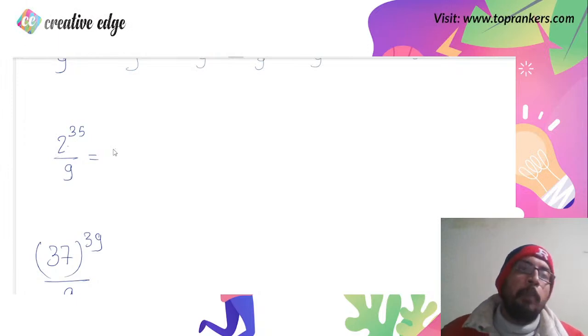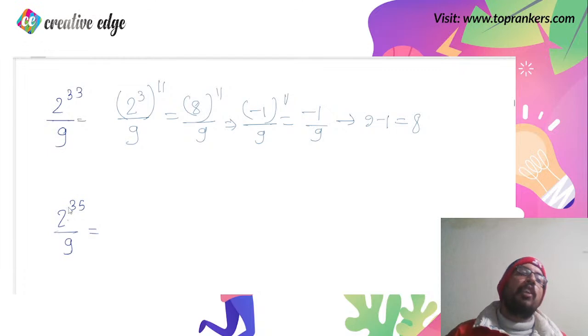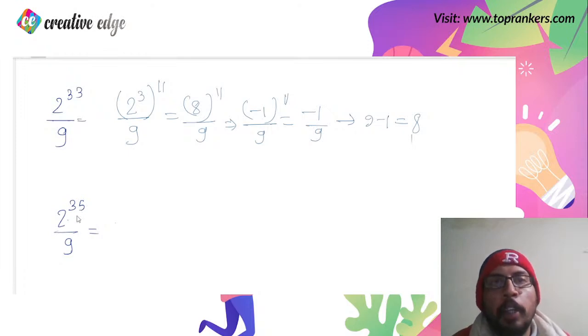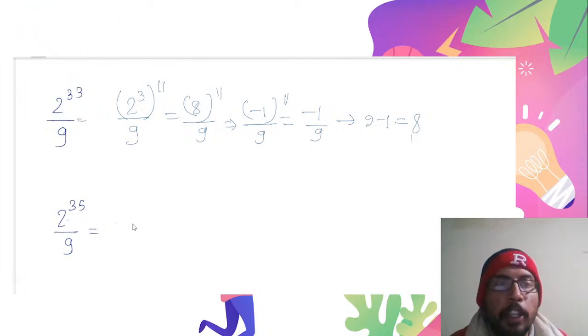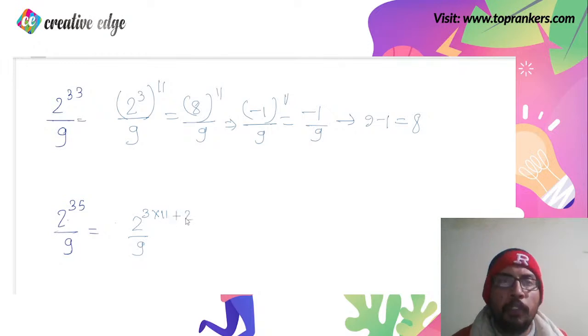Okay, so now let me help you. You can see that this 35 cannot be written as 3 into something, but it can be written as 2 upon 9, where this 2 has power 3 into 11. So 3 into 11 is 33 plus 2, 35.